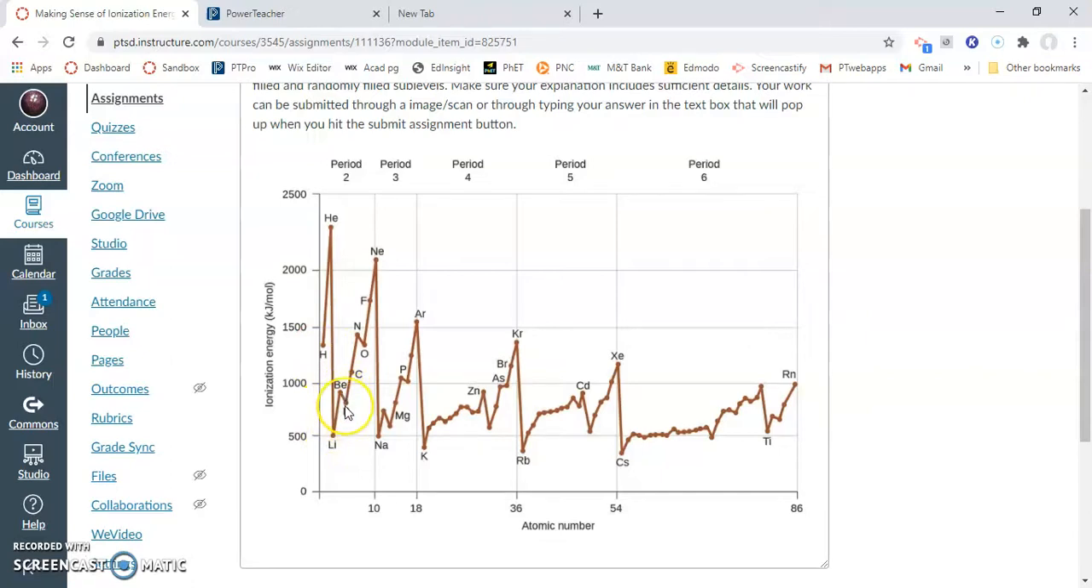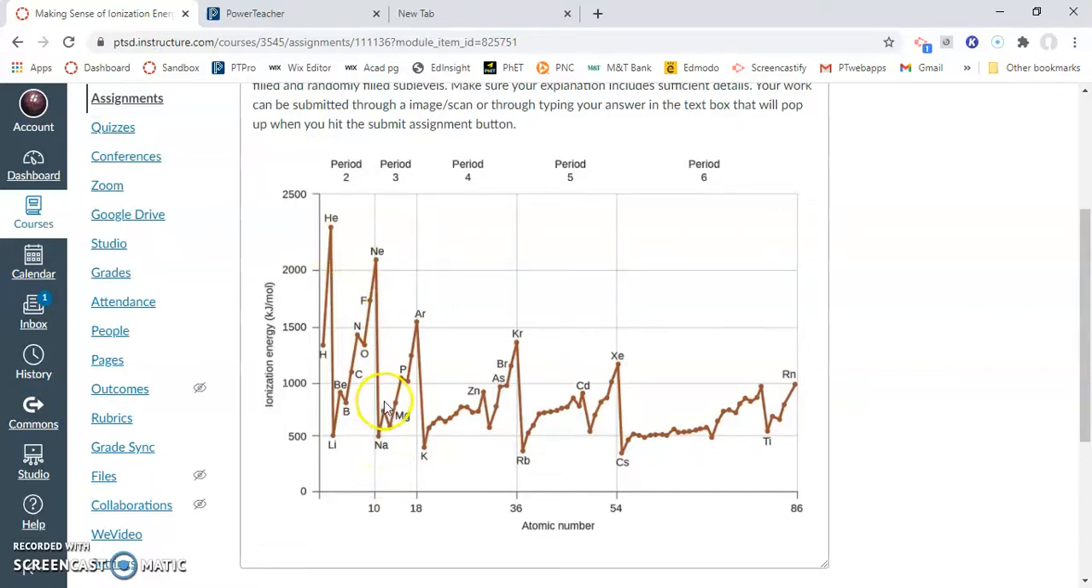Beryllium jumps up, but then the next element, boron, drops down. Why does carbon get higher, needs more energy? Nitrogen needs more energy, but oxygen needs less. Why does fluorine need more energy? Neon needs even more energy. So neon's the highest in the second group. But then sodium, the beginning of the third group, drops all the way down here.